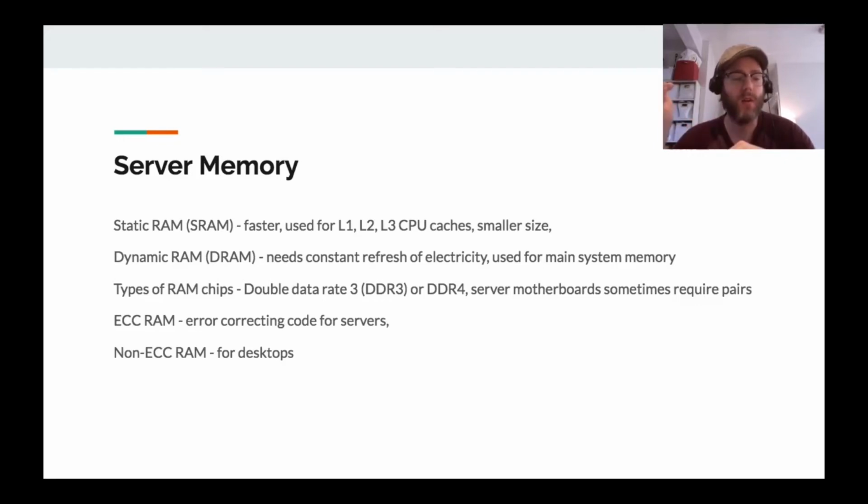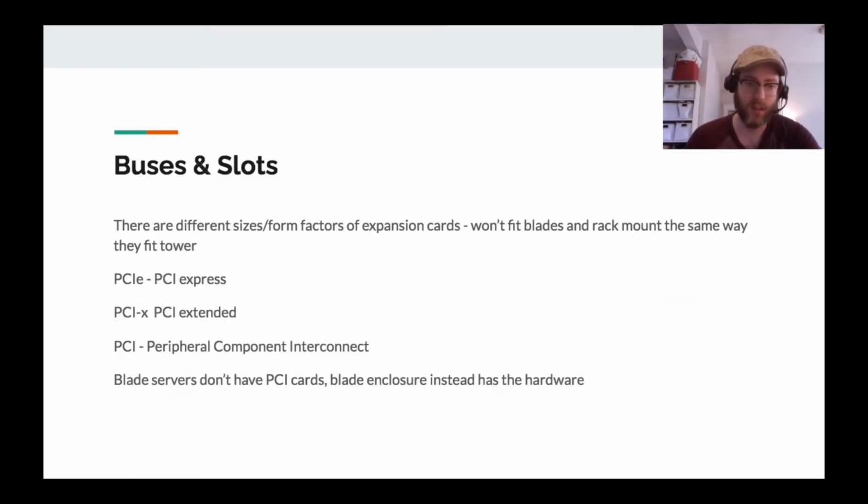You're going to have error correcting RAM and non-error correcting. The error correcting will be for servers, because obviously you don't want an error in the RAM, because that would affect the reliability of your server. Whereas desktops usually have the non-ECC RAM. They don't need a high level of error correction.